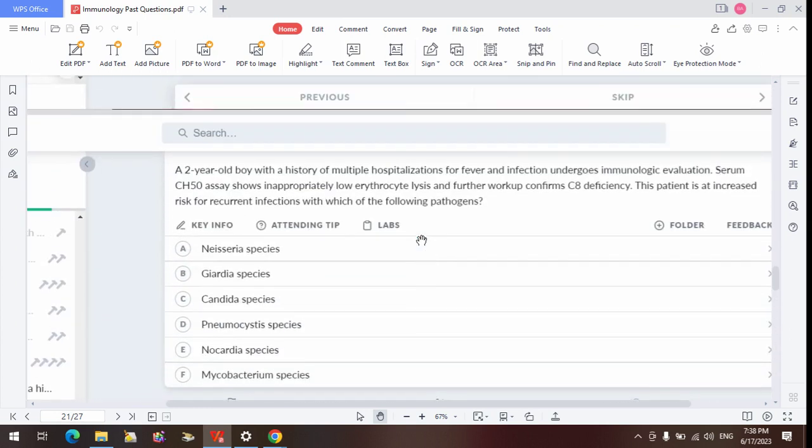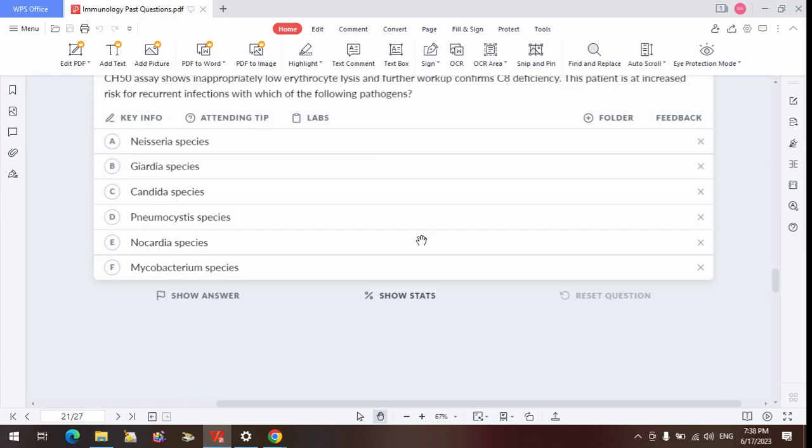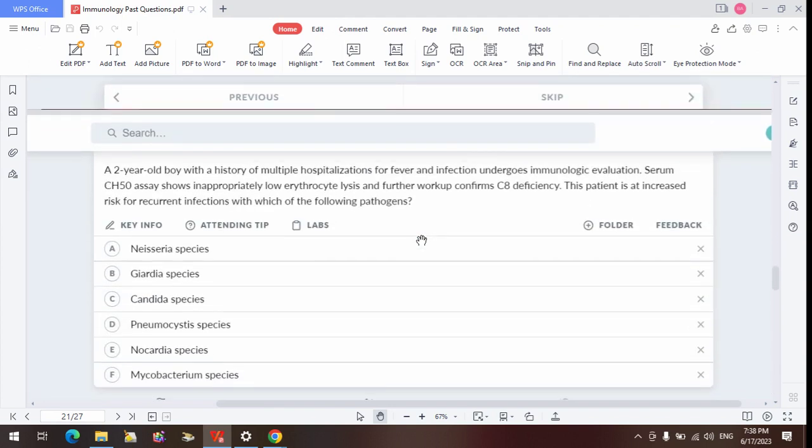Okay, so a 2-year-old boy. Yes, Dr. Kenny. A 2-year-old boy with a history of multiple hospitalizations for fever and infection undergoes immunologic evaluation. Serum CH50 assay shows inappropriately low erythrocyte lysis, and further workup confirms C8 deficiency. This patient is at increased risk for recurrent infections with which of the following pathogens?